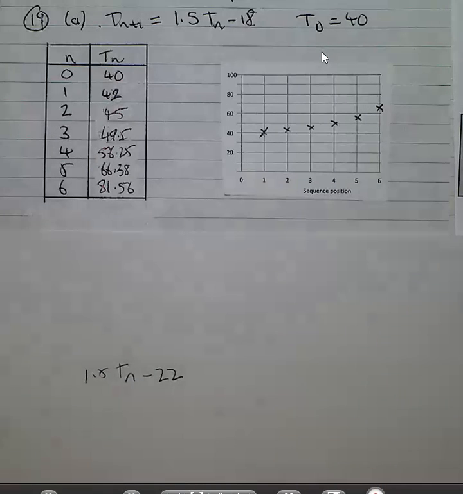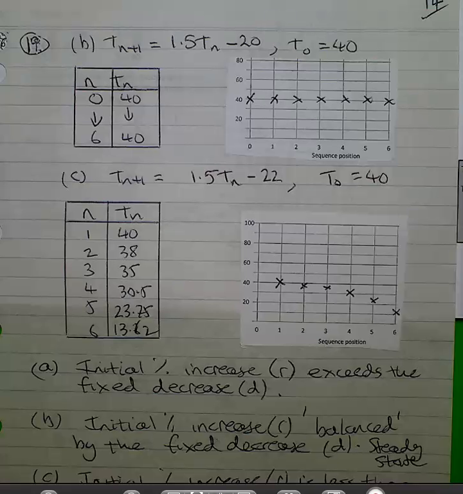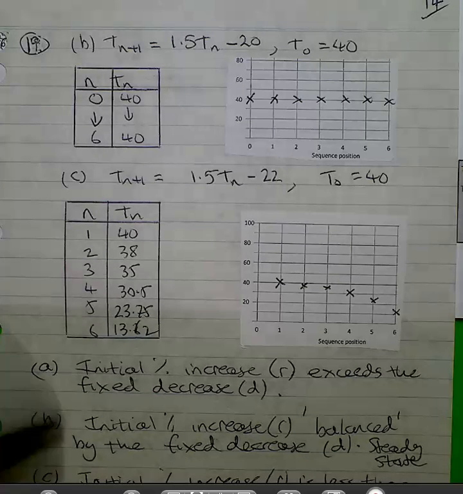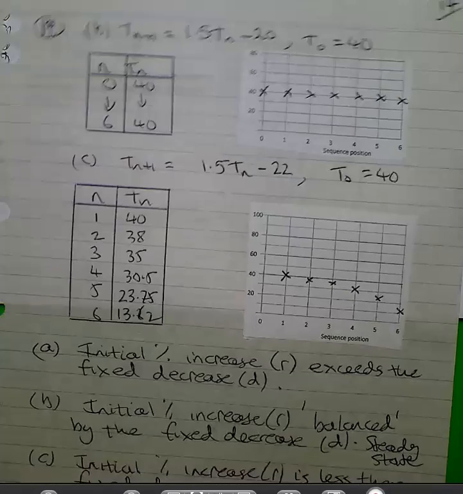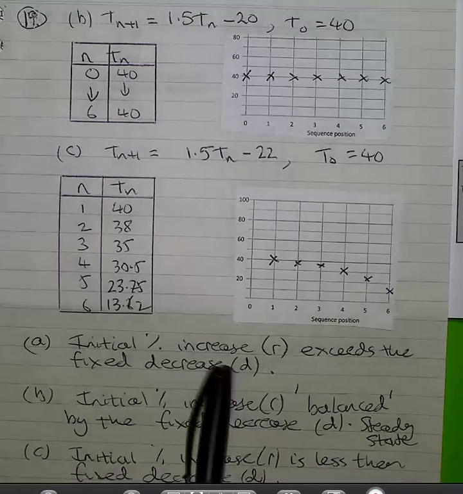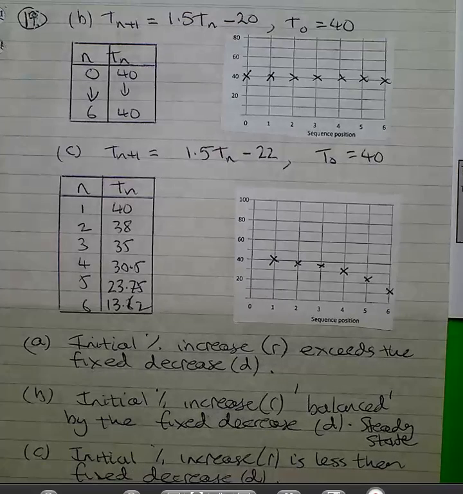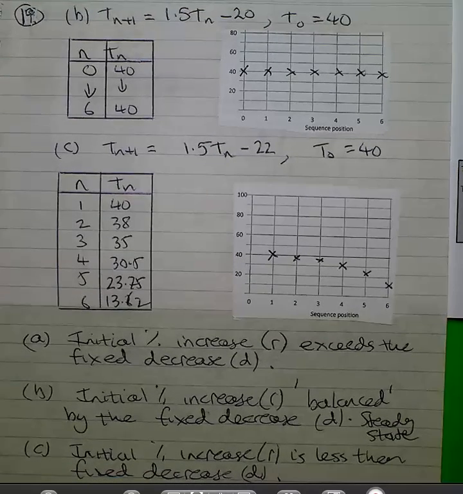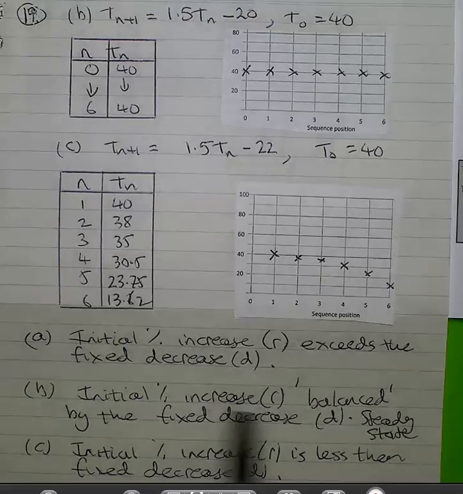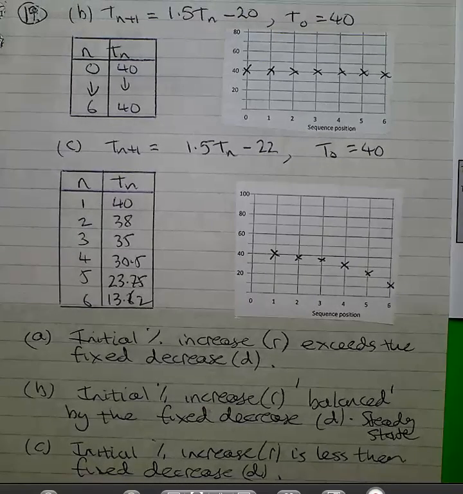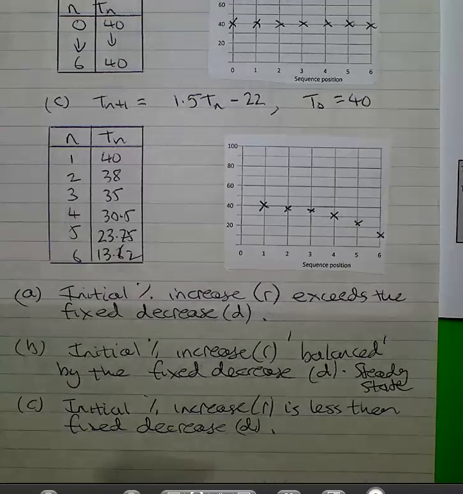So for 19A, we could show it like this. And for 19B and C, you can see the effects there on the same scale. What you can say is something along the lines of what I was referring to. In the case of A, the initial increase ratio, if you like, exceeds the fixed decrease. So really work left to right. The initial increase, or the common ratio, balances the fixed decrease, so we get that steady state. And finally, the increase R is less than the fixed decrease. So we'll give the three graphs.